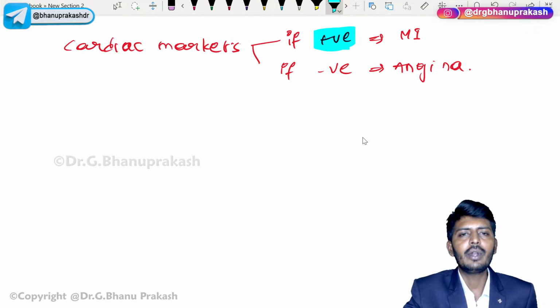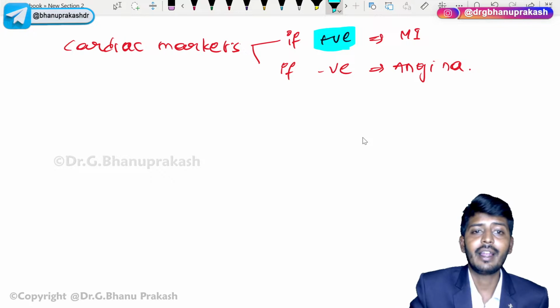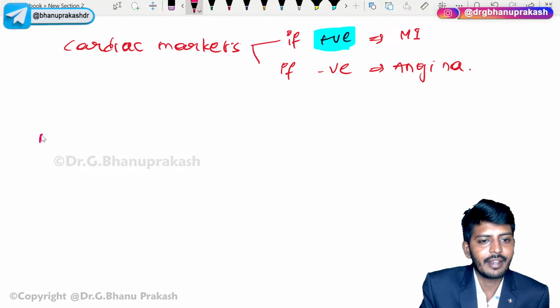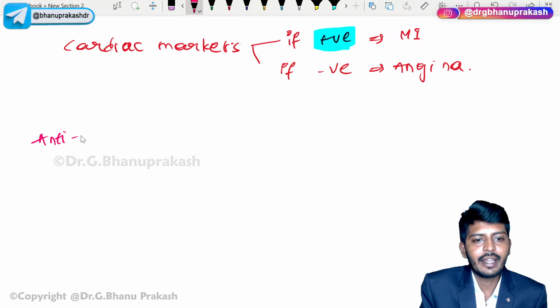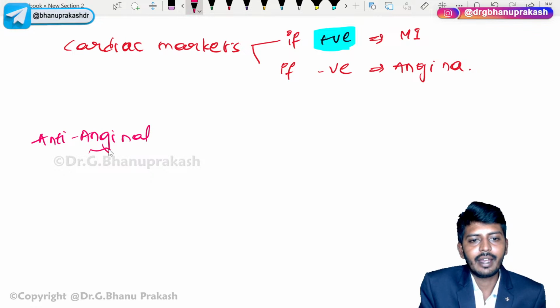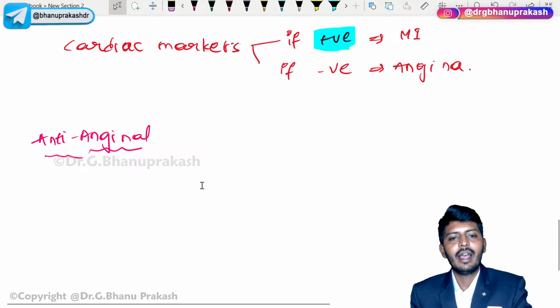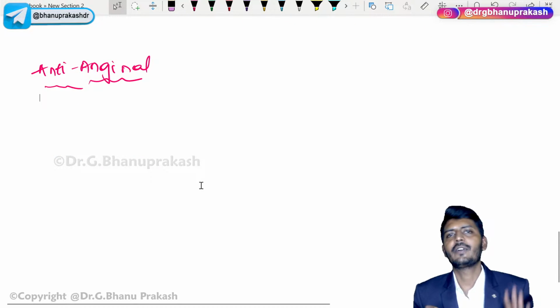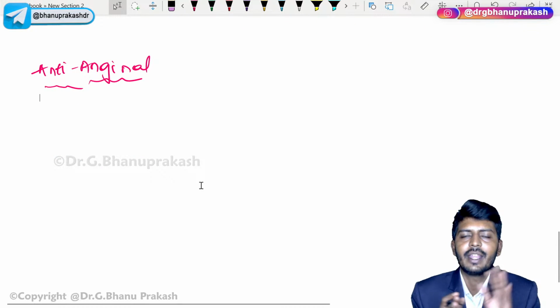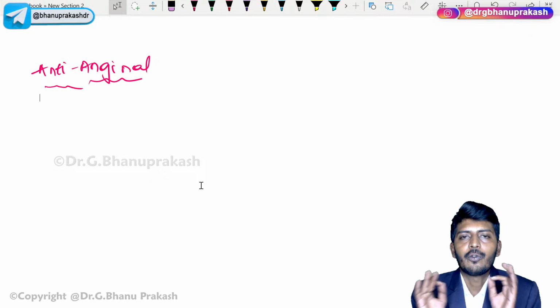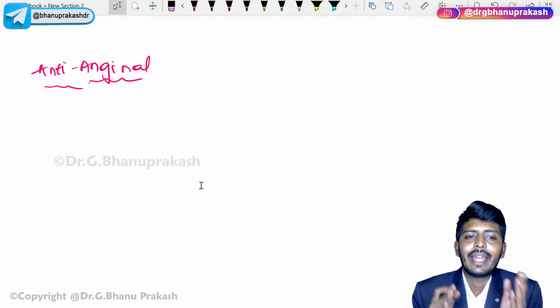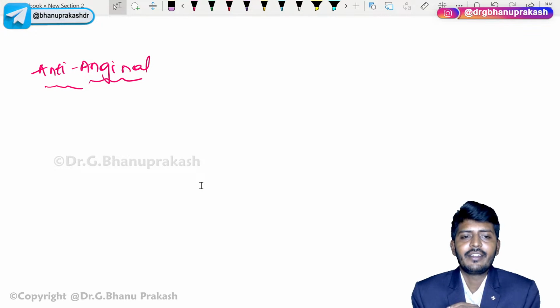So once we have understood about this disease itself, now we are going to move towards the anti-anginal drugs. When we are speaking of anti-anginal drugs, my dear students, there are three major groups of drugs which are used in angina. For chest pain, what are you supposed to take? Anti-anginals. So what are the anti-anginal drugs we have?